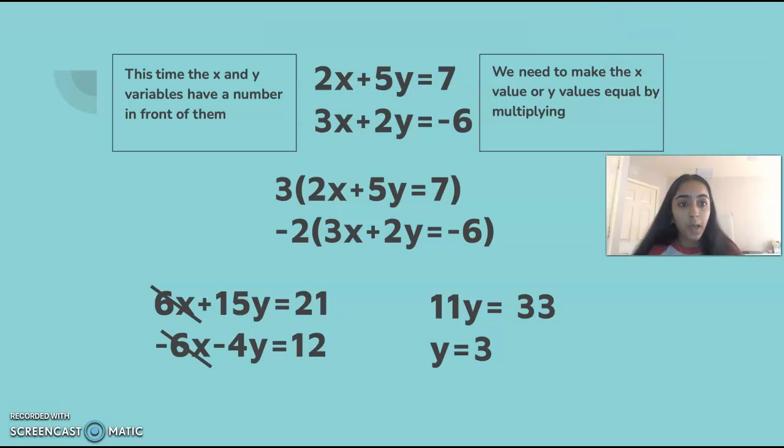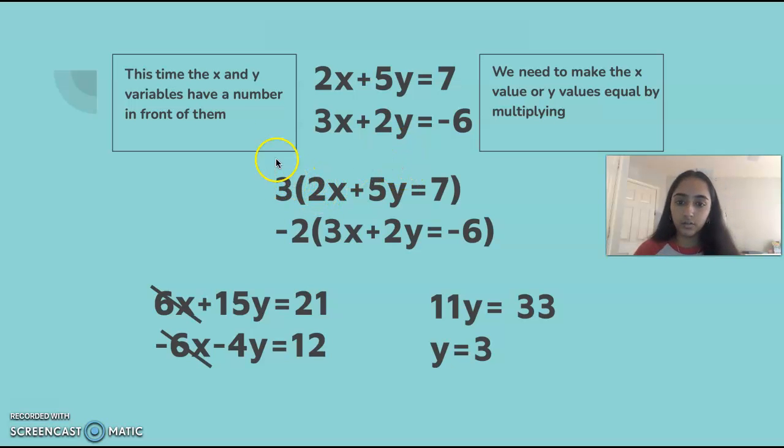We need to make the x value or the y value equal to each other by multiplying this time. So you can choose to either make the x or the y values equal. This means that for 2x and 3x, you would try to make them both 6x. Or for 5y and 2y, you try to make them 10y. I'm going to do the x value, just preference.